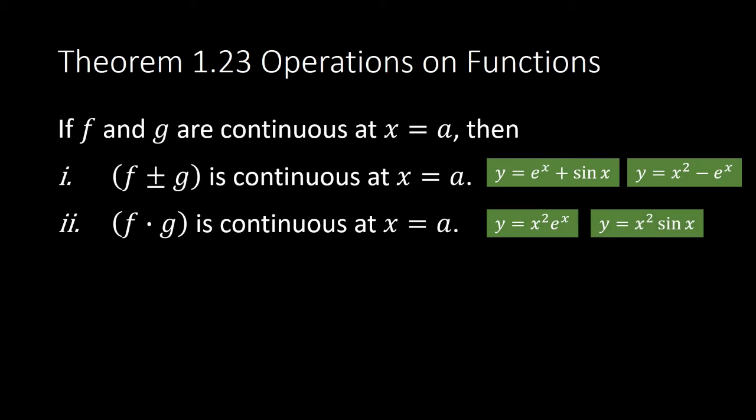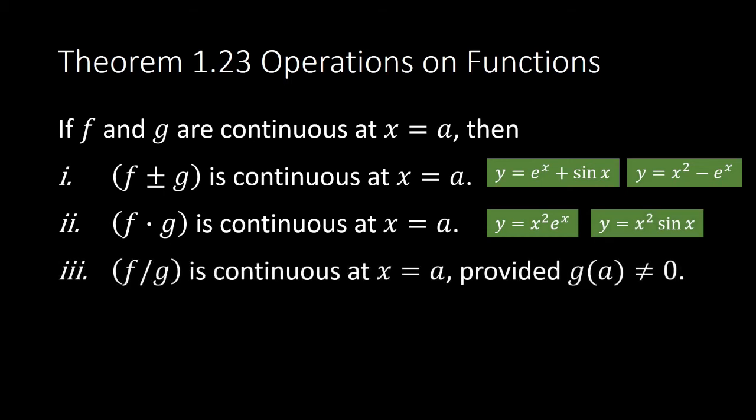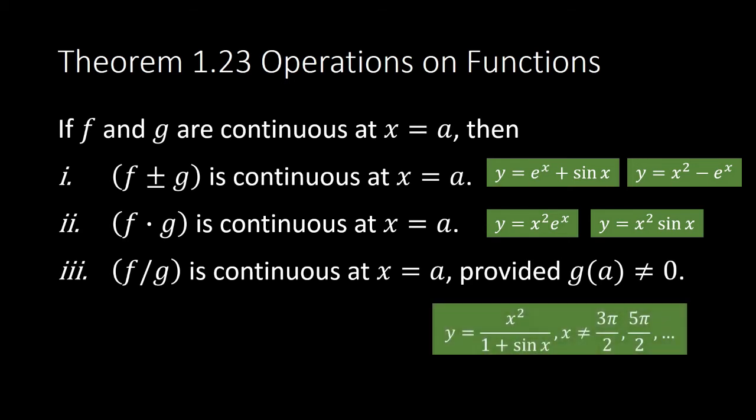And the same with this. F over g, f divided by g. It is continuous when x is equal to a, provided g of a is not equal to 0. For example, this is the quotient of two continuous functions. So they ought to be continuous, except when x is equal to 3 pi over 2, 5 pi over 2, so on and so forth. And you know why that is so?